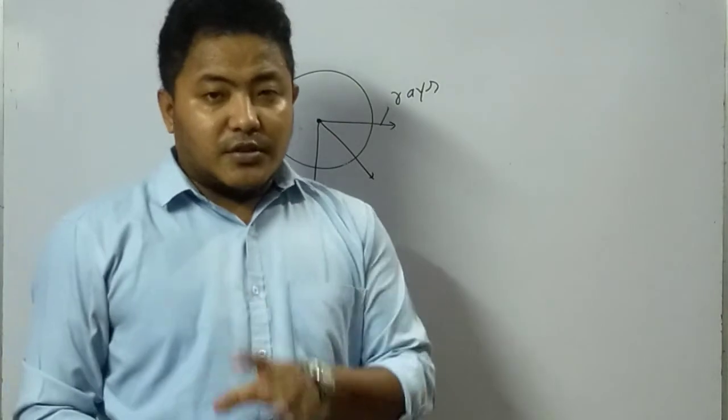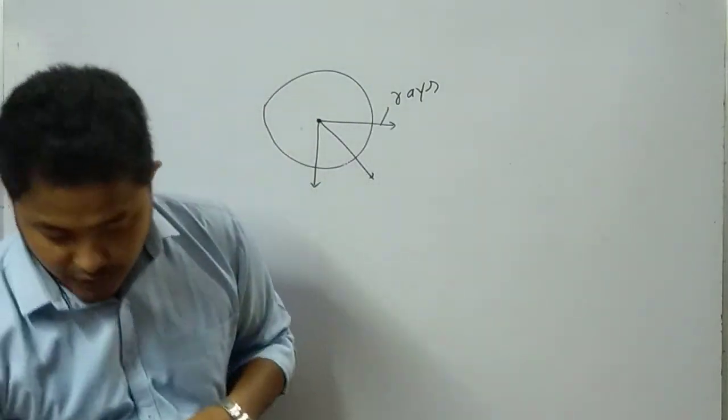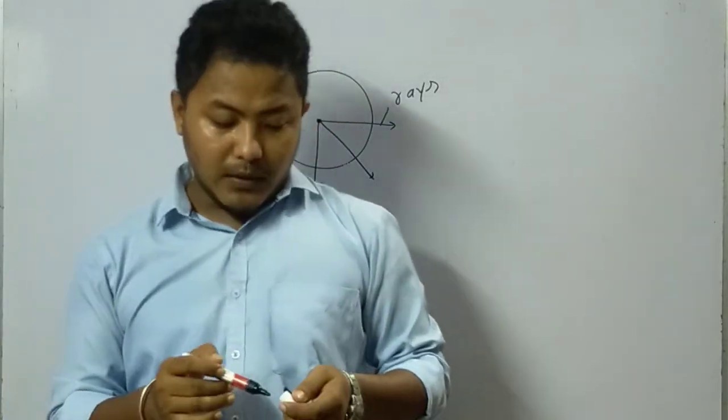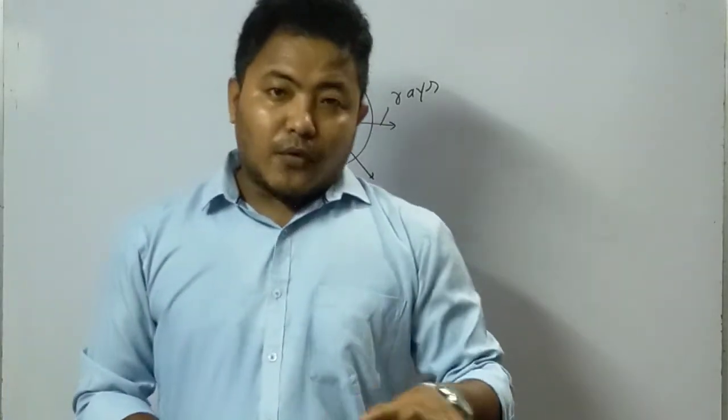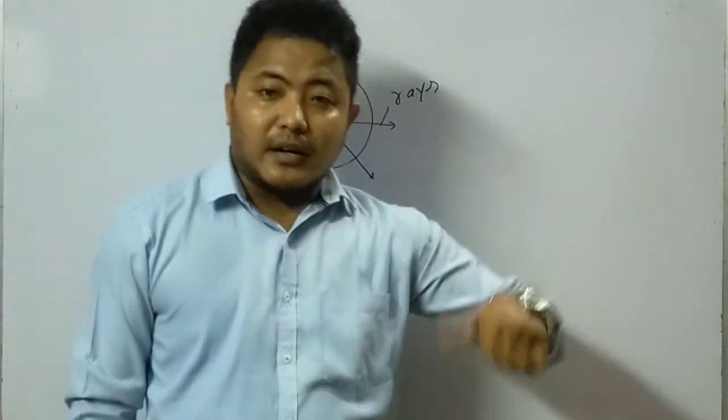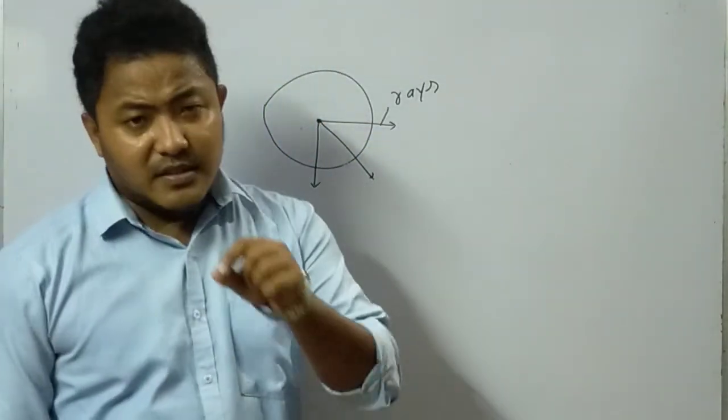Is that clear? So this was all about wavefront. I think you have understood. It's a very important thing in order to go to the Huygens principle. So for the examples of wavefront, I have given so many diagrams. You just practice it nicely.